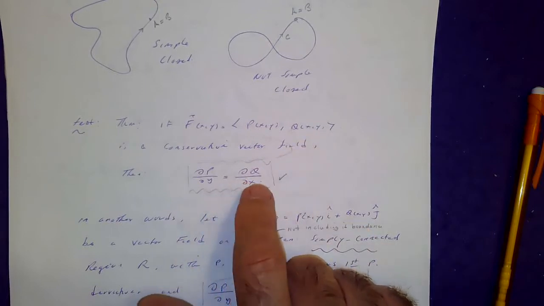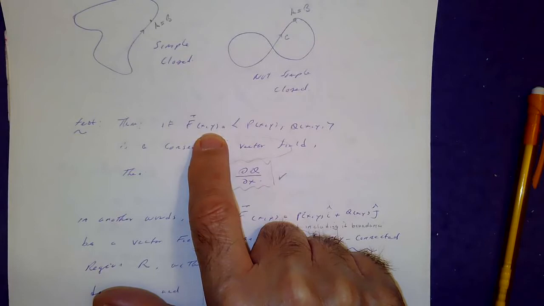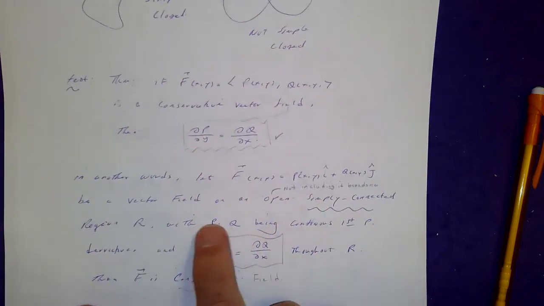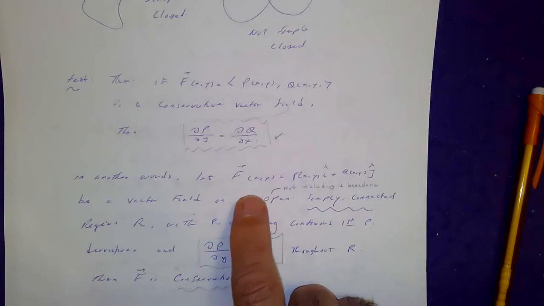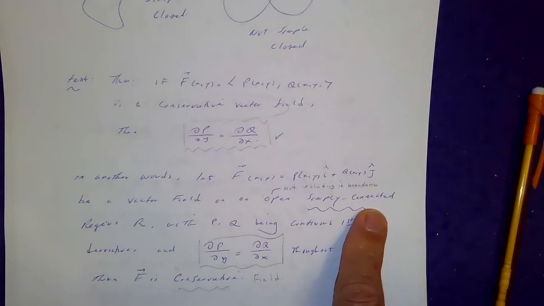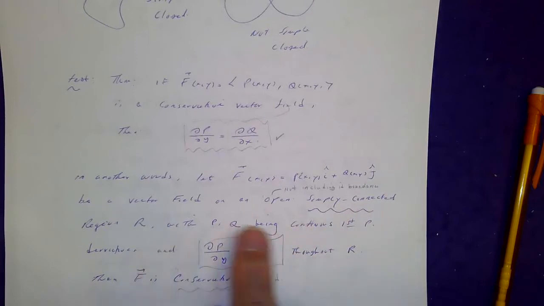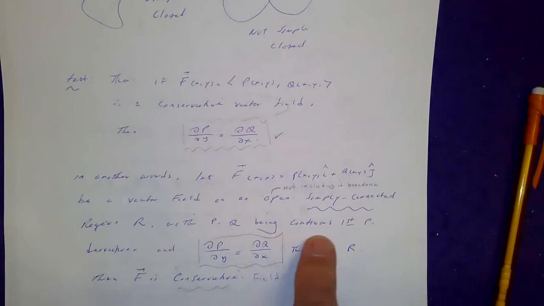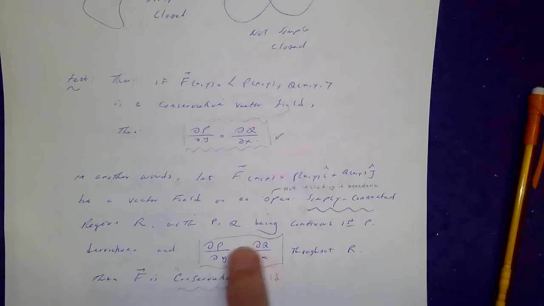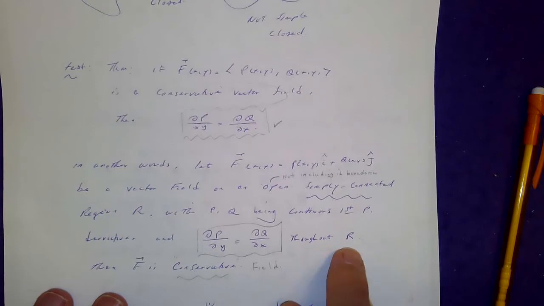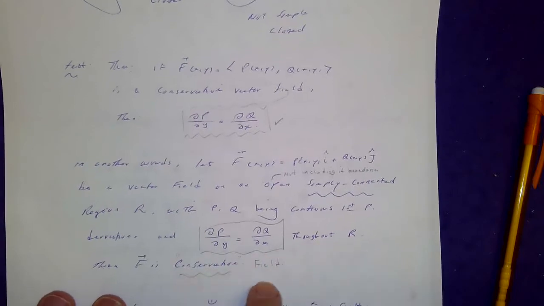If this equality holds true, then the field is conservative. In other words, let F be the vector field on an open, simply connected region. We're going to define that with P and Q having continuous first partial derivatives. And if this equality is true throughout the region R, then F is a conservative field.